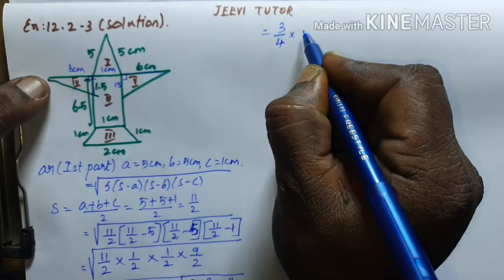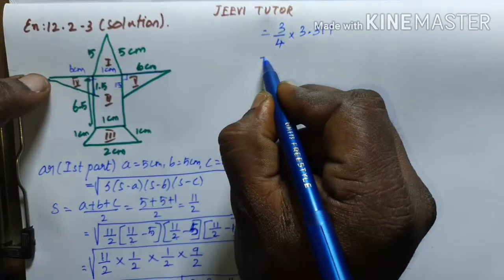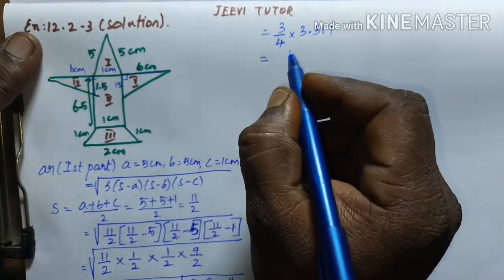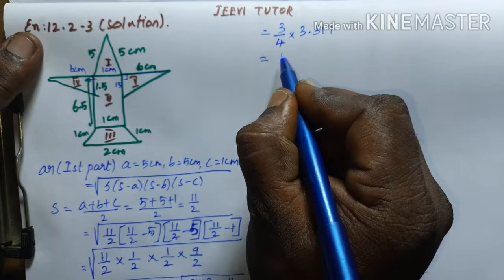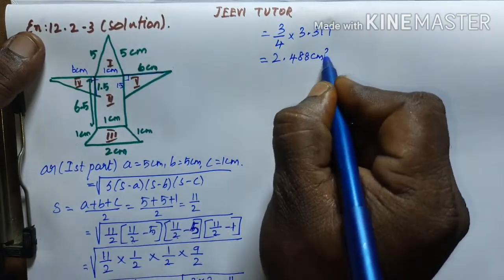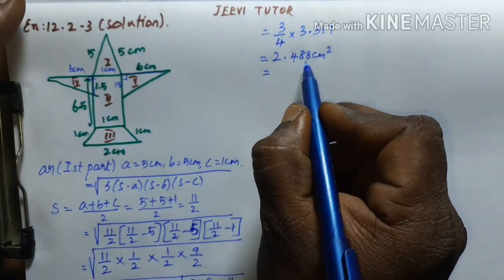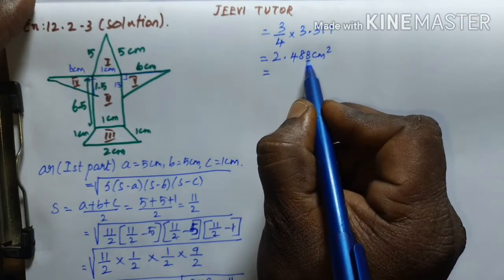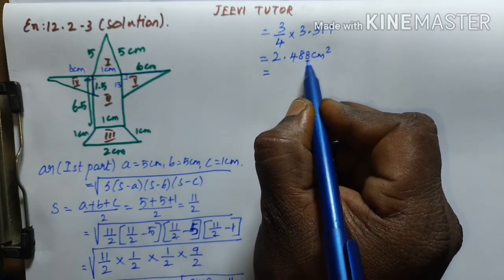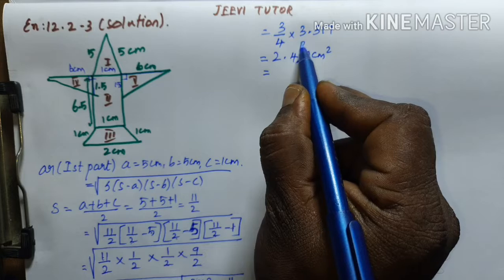which is equal to 3 by 4 into the root 11 value, which is 3.317. So if I multiply and cancel the values, I will get 2.488 centimeters square. And if I am going to write the shorter decimal value, the simplest form, see the last decimal: if it is more than 5, you have to add one to the digit before the decimal, that means it is converted into 9.